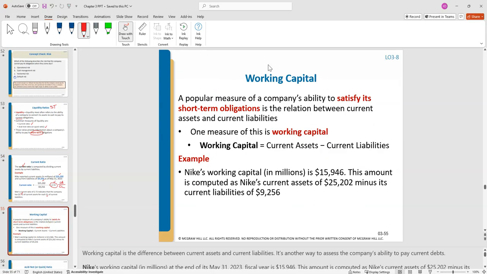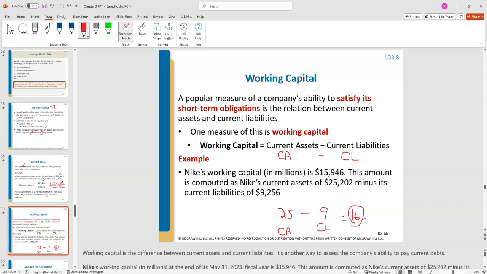The next one is the working capital ratio, right? This is going to be your current assets minus your current liabilities. The thing with this is, it's not a percentage or a ratio, it's just an absolute dollar value that shows us how much we have left over. So it says, for example, Nike's working capital in millions is 16 million. This amount is computed as 25 current assets minus 9 current liabilities, right? That leftover, the 25 minus the 9, you round it here, it could just be 16.